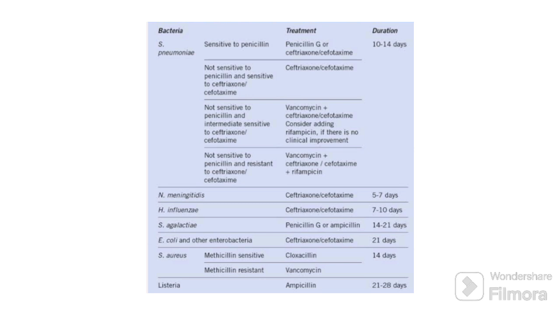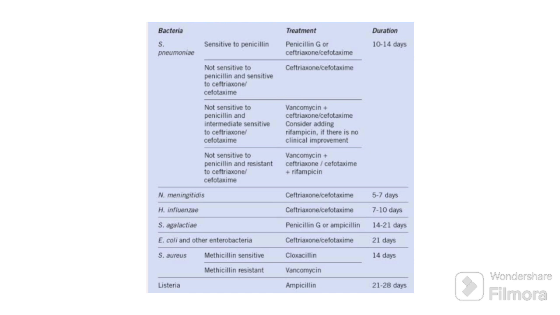For S. pneumoniae, which is not sensitive to penicillin and intermediate sensitive to ceftriaxone or cefotaxime, the treatment plan includes vancomycin plus ceftriaxone or cefotaxime. Consider adding rifampicin if there is no clinical improvement.